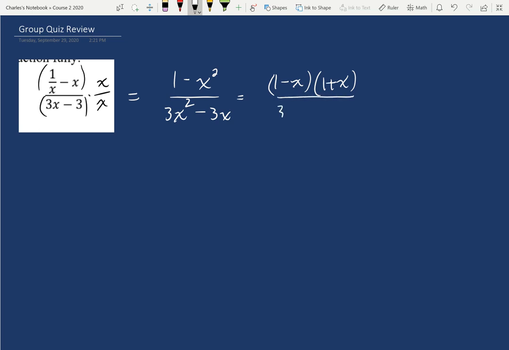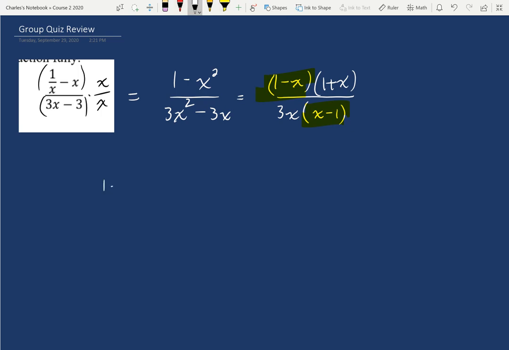And on the bottom, I can factor out the 3x, over x minus 1, or 3x times x minus 1. And so I think we've gone over this a little bit, but not much, if at all. Can we factor two expressions out like 1 minus x and x minus 1? Well, the answer is yes, we can.